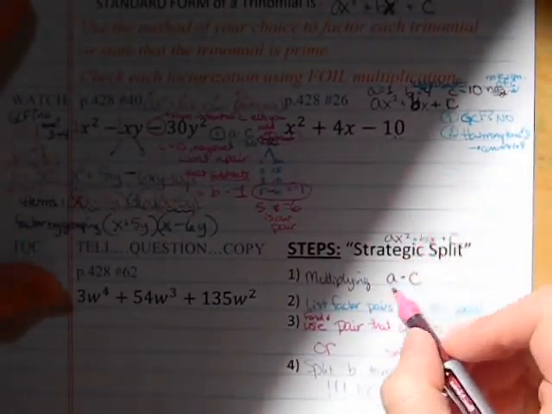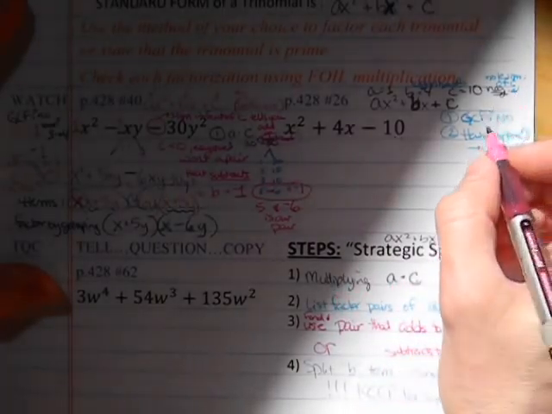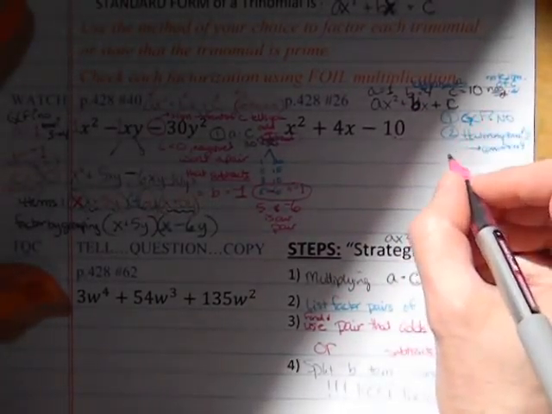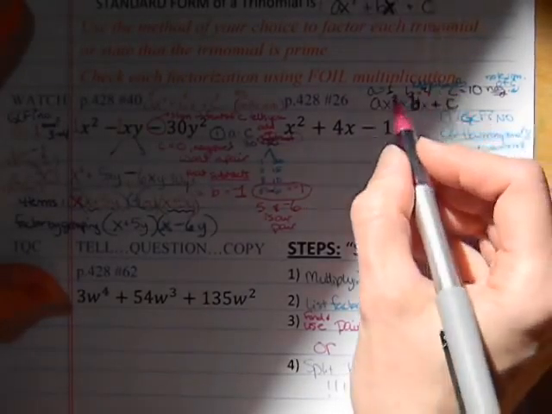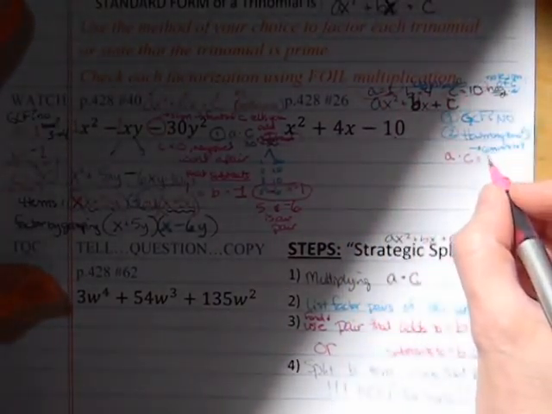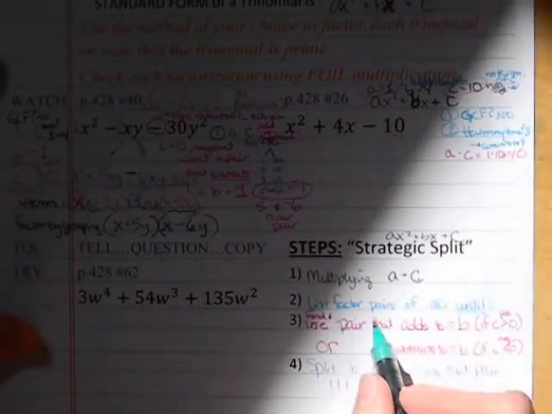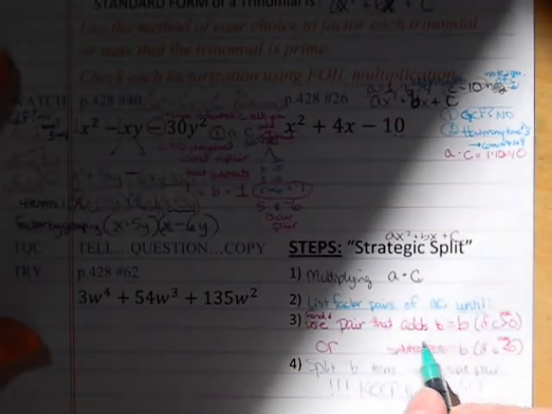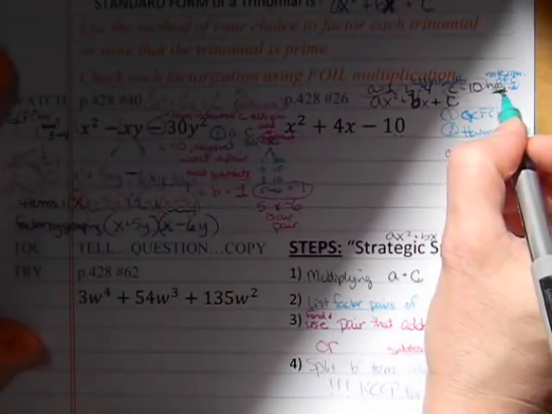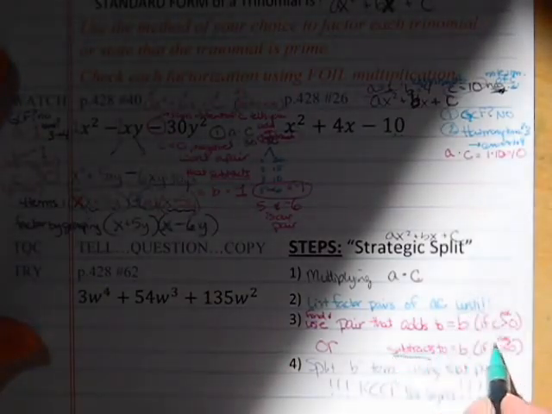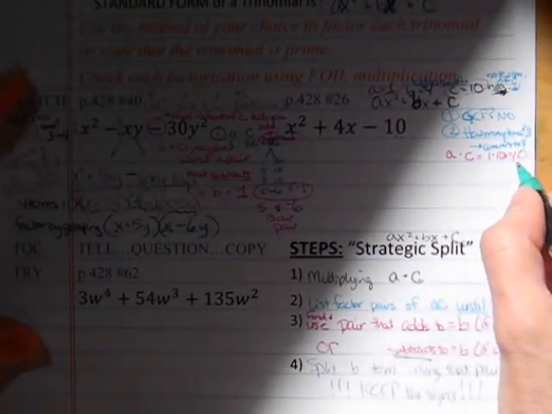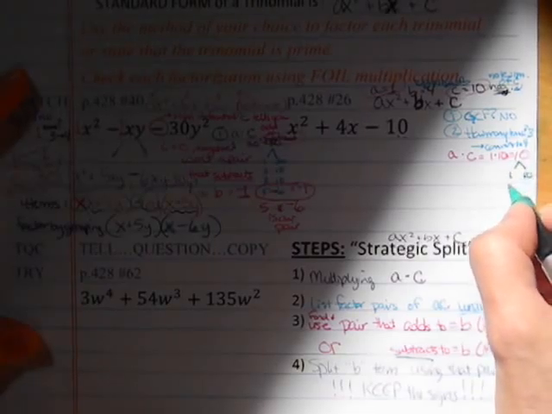So how do we do that? Well, we're going to start by multiplying a times c. So the first thing we do is we take a times c, which in this case is 1 times 10, or just 10. And then we're going to list factor pairs of AC until we can find a pair that either adds or subtracts to B. Now, how do we know if we want to add or subtract these pairs? Well, the sign of C is negative, so we're going to try to subtract this pair. So let's first break it down into pairs here. 1 times 10 is 10, 2 times 5. Not many choices here.